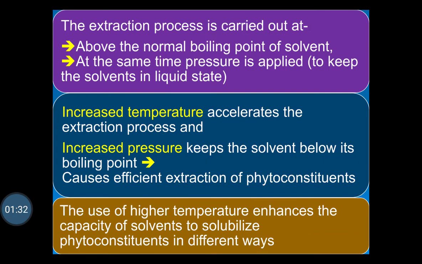The extraction process is carried out above the normal boiling point of the solvent. The solvents which are used in the extraction of the phytoconstituents have a very low boiling point. So above the normal boiling point of the solvent, the extraction is carried out. Above the normal boiling point, the liquid will get converted into the gas.